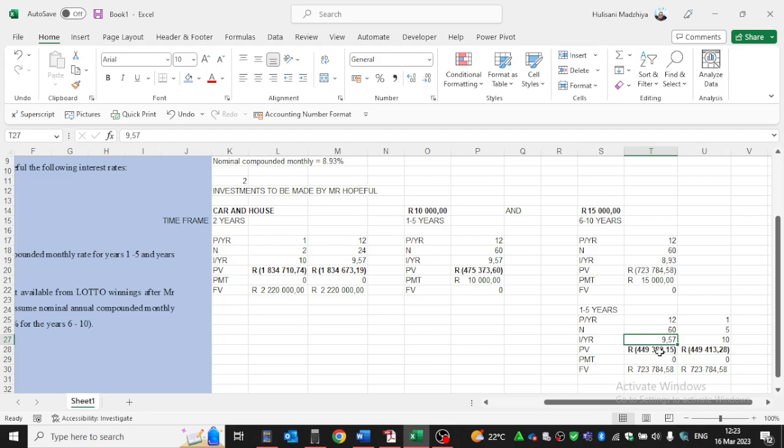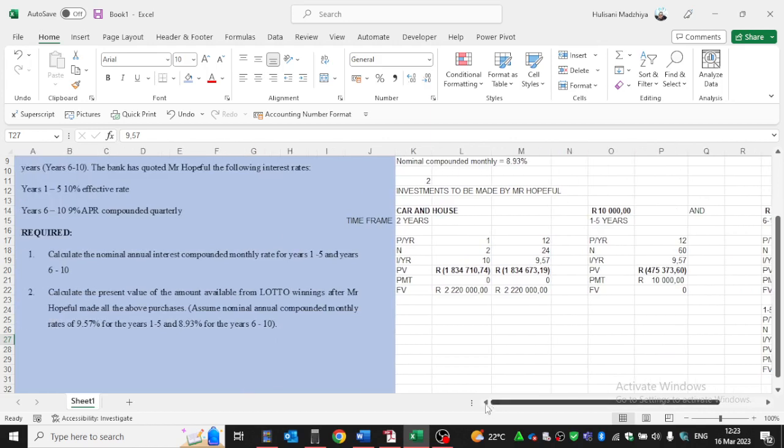So therefore this is the cause of the difference in the rounding off. If you round off to 9.57, you get 449,392.15, and if you use the effective interest rate you get 449. So we are not yet done with the question.